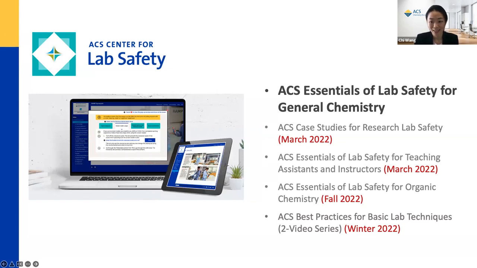As you see on the slide, the second and the third courses, ACS Case Studies for Research Lab Safety and the ACS Essentials of Lab Safety for TAs and instructors will be available in March, and they can be adopted for the summer and fall semester. Lastly, ACS Essentials of Lab Safety for Organic Chemistry and the Best Practices for Basic Lab Techniques, which is a 2-part video series. They're expected to launch in the winter and can be adopted as early as spring 2023.